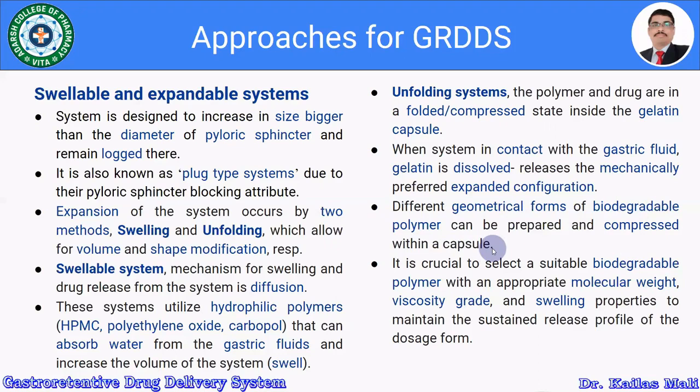Already we have seen the various shapes of the formulation in the factors affecting the efficacy of the gastroretention dosage form. It is crucial to select a suitable biodegradable polymer with an appropriate molecular weight, viscosity grade, and swelling properties to maintain the sustained release profile of the dosage form. So this is about the swellable and expandable system. Let us see the further details of the swellable and expandable systems.